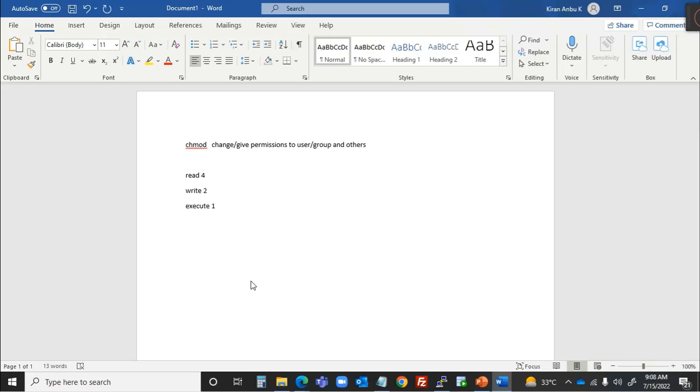Okay, so there are two options. For example, I have a requirement: I want to create a file. For example, I am asking you, please create a file test.csv and give yourself full permission and only read access to group members and others.